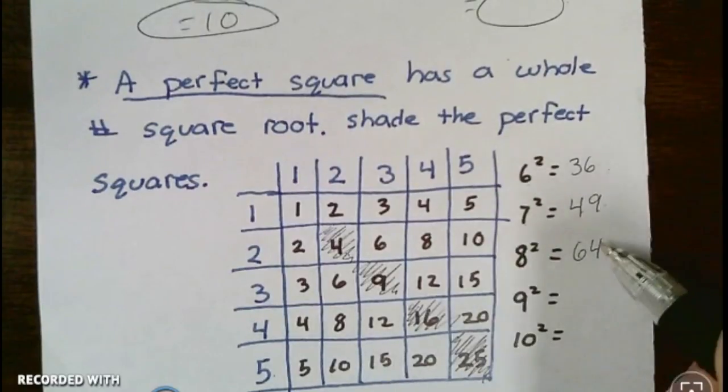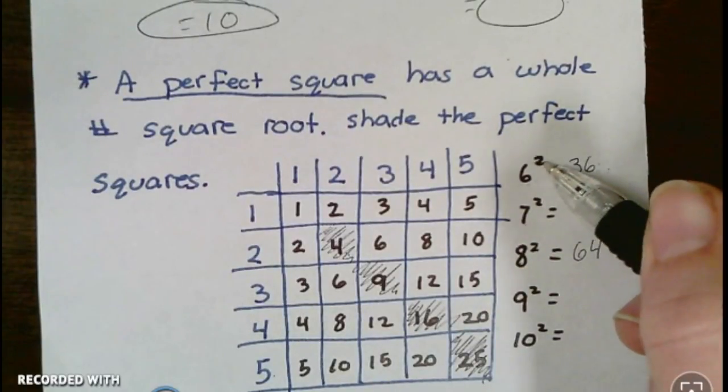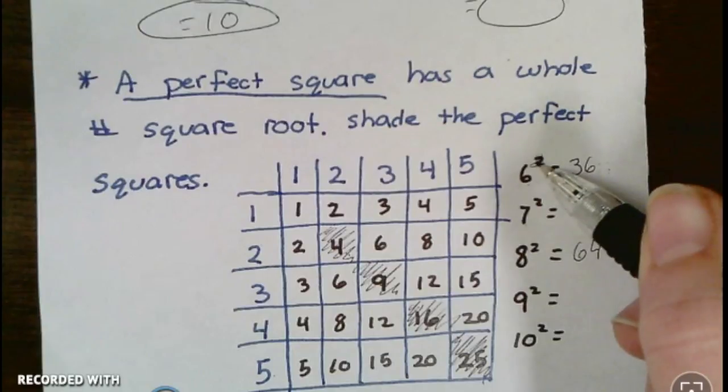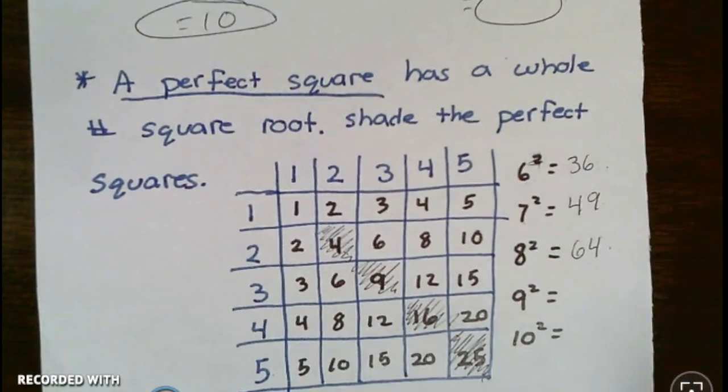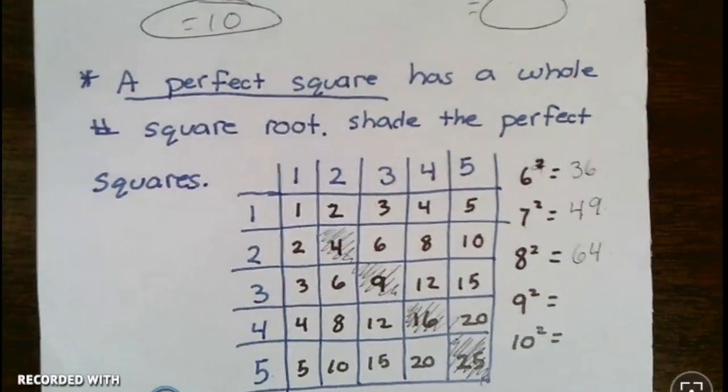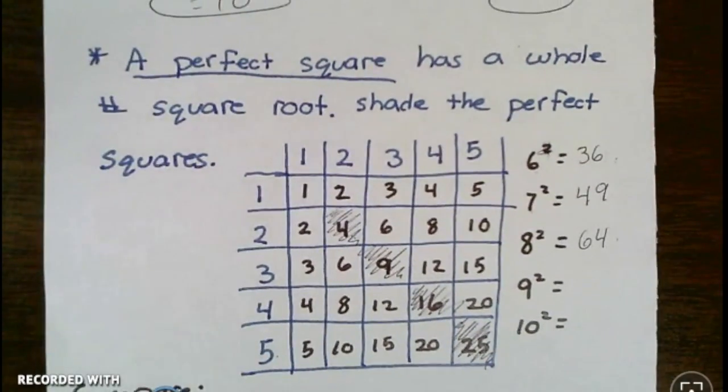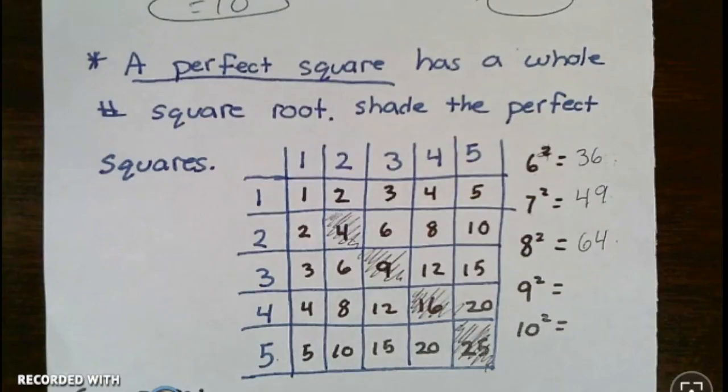And this is showing us that squaring something, with that little 2 that we've learned about, is the opposite of finding the square root of it. They undo each other. If I square something and then I find the square root, it'll undo it.